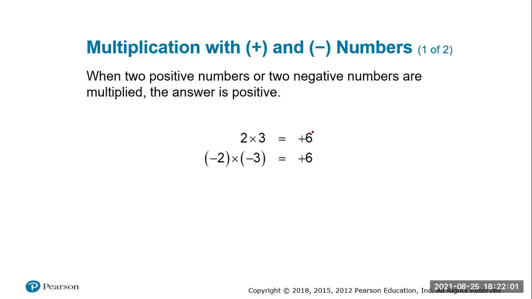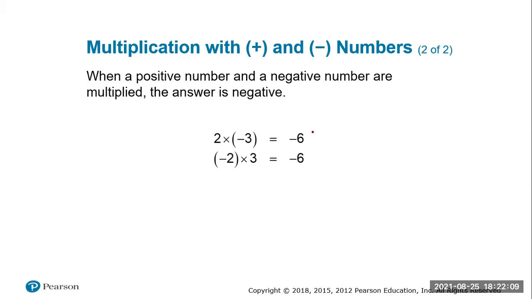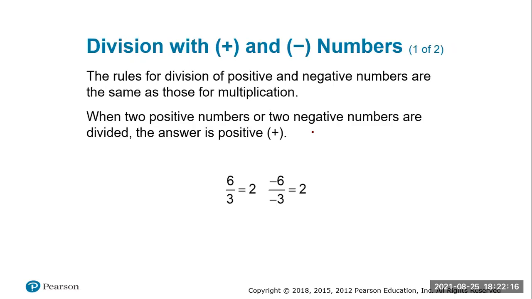A couple examples here. Obviously, 3 times 2 is positive 6. Again, 2 negative numbers multiplied together will give us a positive 6. Here's our 1 positive, 1 negative number. Obviously it does give us a negative value when it's all together and you multiply it. Dividing works the same way.